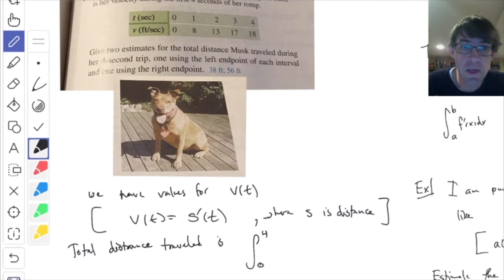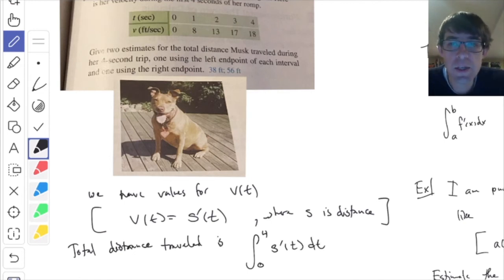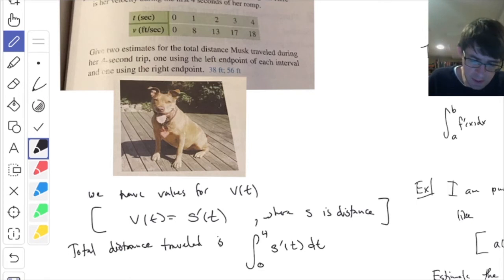Those are the times we're talking about, and then the s prime of t, because the total change in the distance, which is s, would be the integral of the derivative s prime. Those values in the table are telling us the values of the derivative. Anyway, let's just see if we can do this.